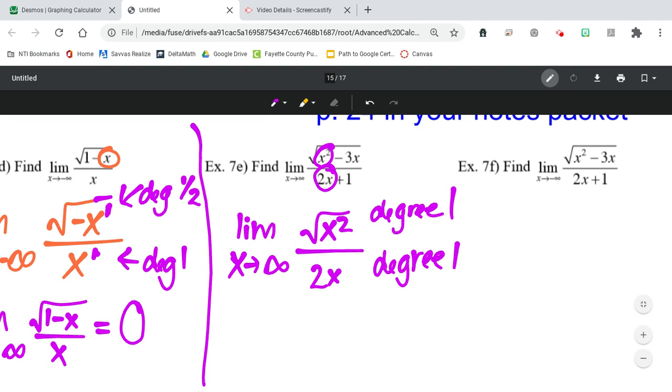So now I'm going to compare the leading coefficients. Well, the leading coefficient in front of the x squared is a 1. So there's a 1 right there. So the square root of 1 is 1 over 2. So this equals 1/2.